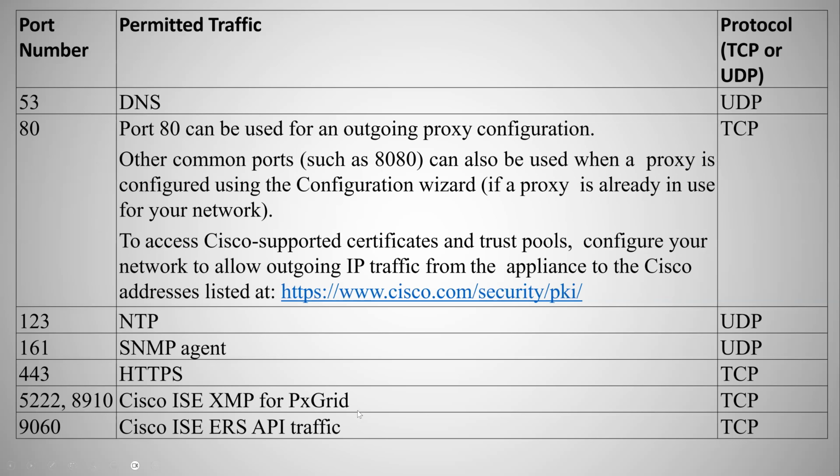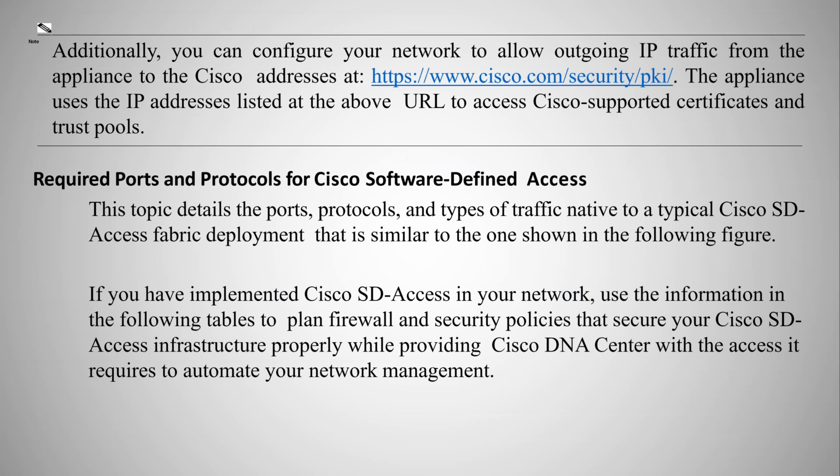Apart from that, you can see the pxGrid port. The communication between the DNA and the ISE is happening over pxGrid. For that, we have these two ports. And for the APIs, we have 9060. Actually, this API is related to the ISE API. If you go and open the ISE API doc, you should allow 9060, right? So these are the very important port list. We should know the URL list, and we should know the port list.